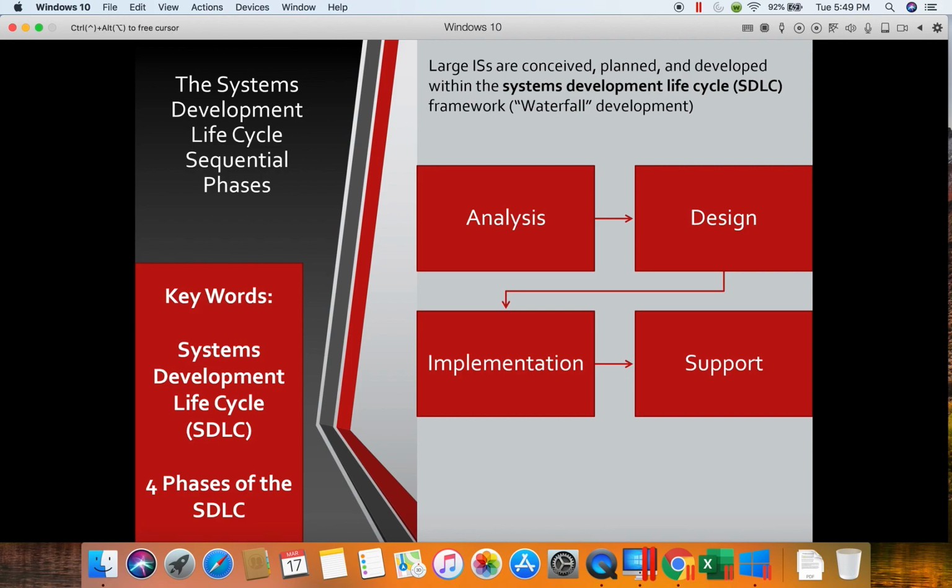So if you think about an accounting system for a corporation, they design the accounting system that they think they need, they analyze it, figure out what they want, design it, and then we implement it. Then we need to provide support, answer questions, train users, fix problems, and then at some point we decide it's not doing what we want anymore. So we cycle back and start all over again with the planning and then the analysis.